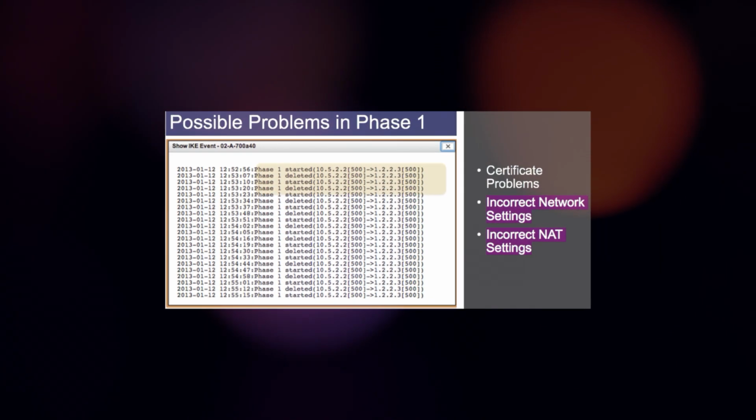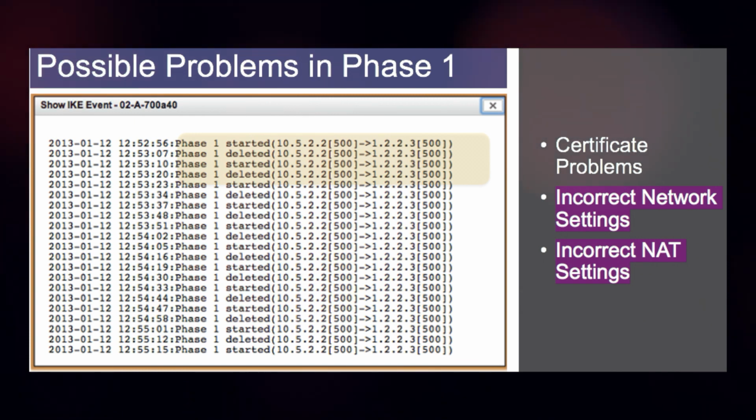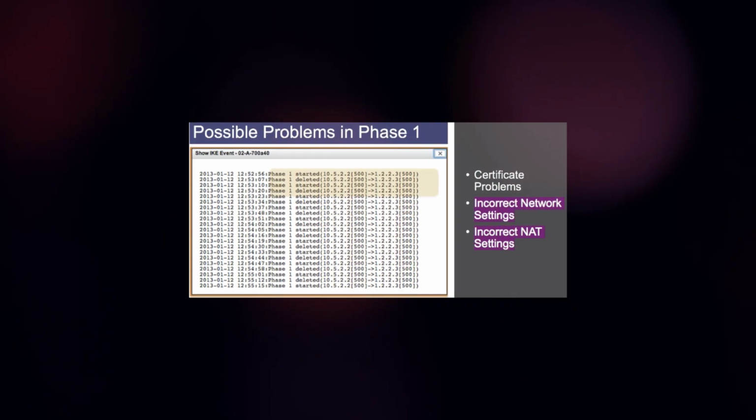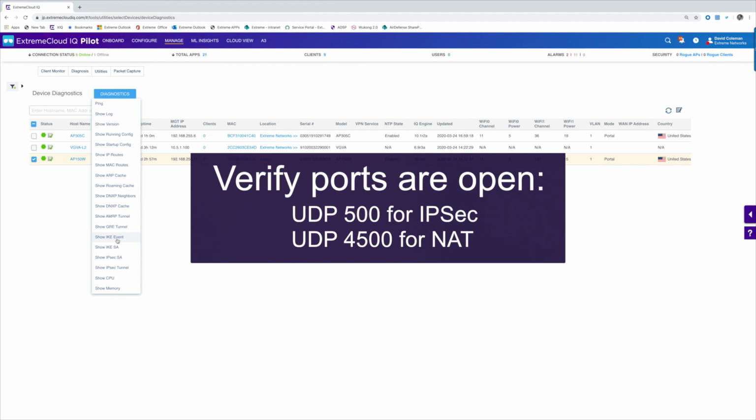But if there's no error message related to the certificates, you'll move on to checking if the network is misconfigured by confirming the internal and external IP settings on the VPN endpoints are correct, and the NAT settings on the external firewall that the VPN is passing through is also good. And if both of those things look good, you'll want to verify that UDP 500 for IPSec and UDP 4500 for NAT traversal ports are open.